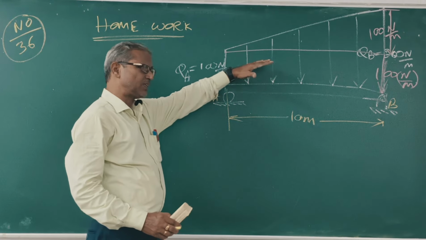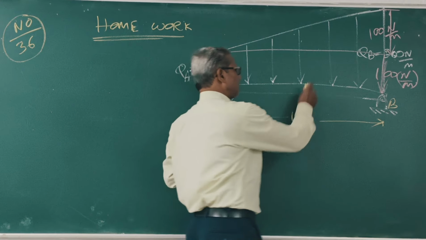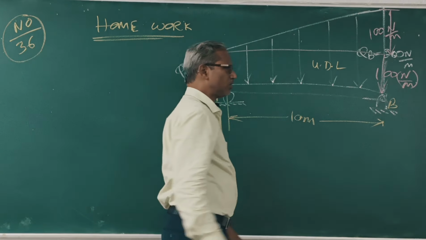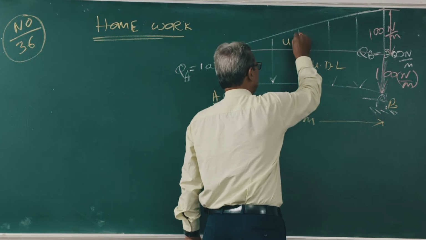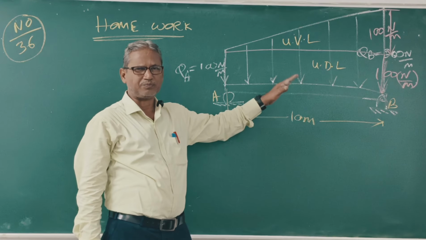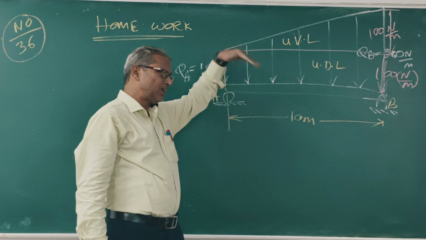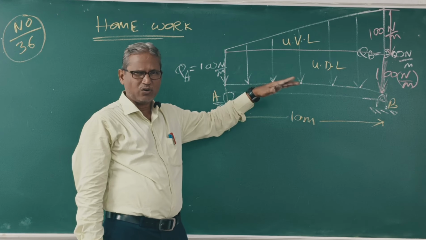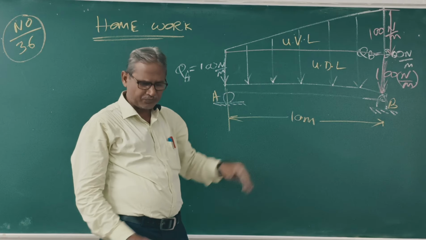So in this figure, two types of load are given. The first load is UDL, uniformly distributed load. This is UVL, uniformly varying load. So two types of load are given. One is UDL, next is UVL. First, find out what is UDL.